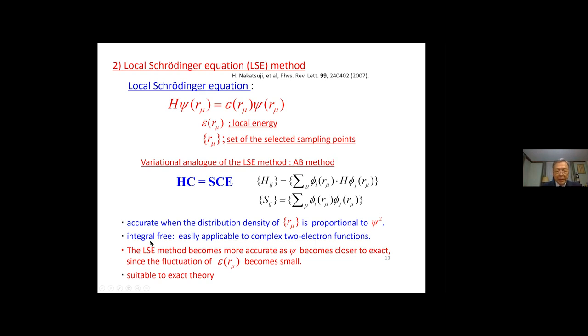And this is integral free. It is easily applicable to complex two-electron functions. And the LSE method becomes more accurate as psi becomes closer to exact, because the fluctuation of the local energy epsilon R mu becomes small. When psi is accurate, this fluctuation of the local energy should be small. Therefore, this theory is suitable for the theory near exact.